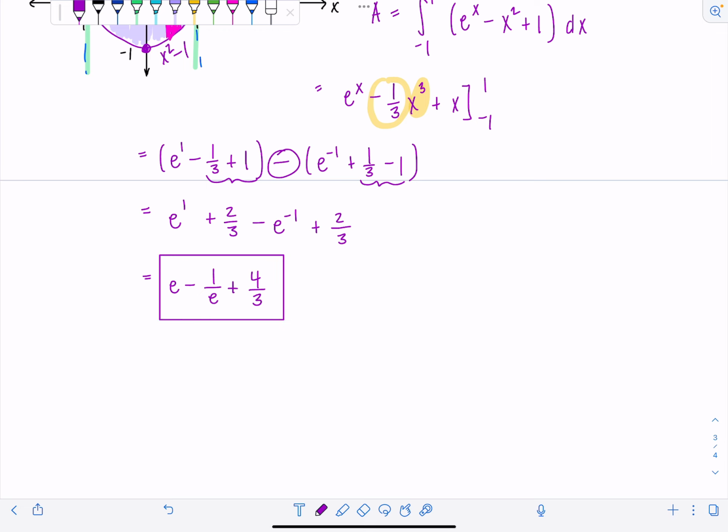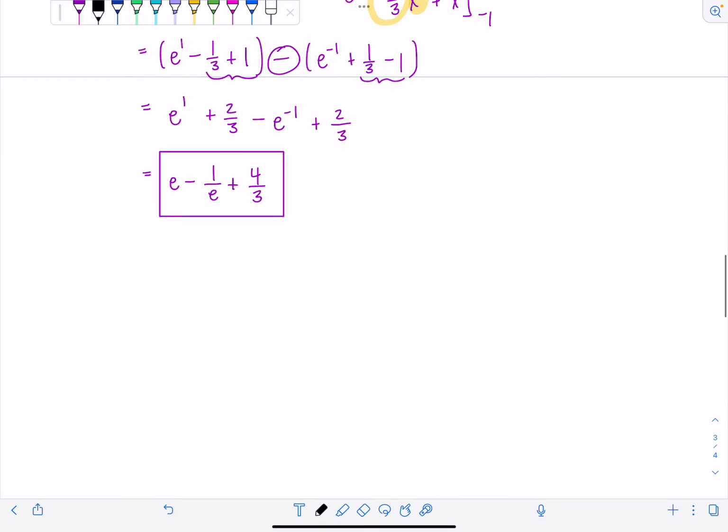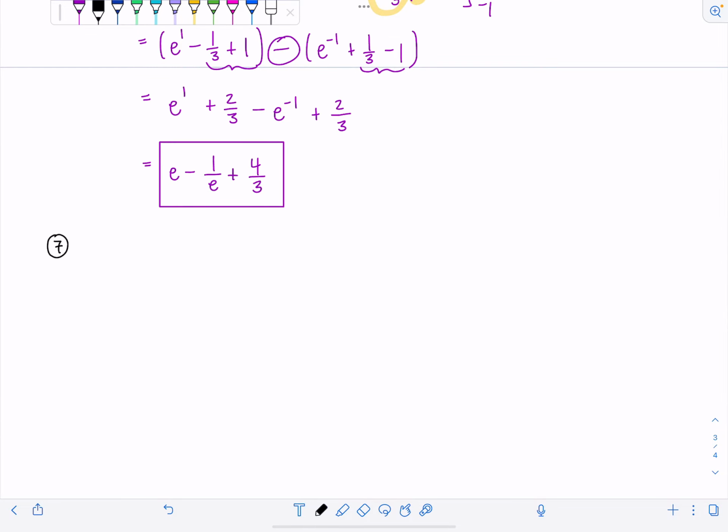Okay, looks good. Super similar to the previous one. We just had to graph this guy on our own. Okay, moving on. Next one, number 7. We have here y equals x minus 2 squared and y equals x.